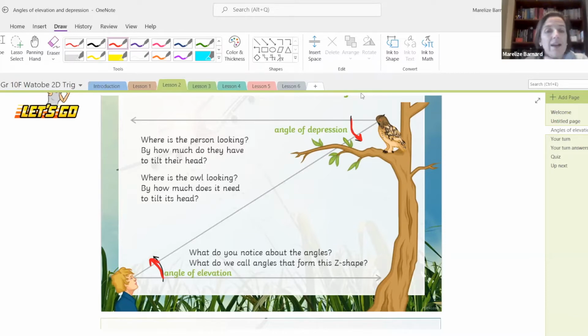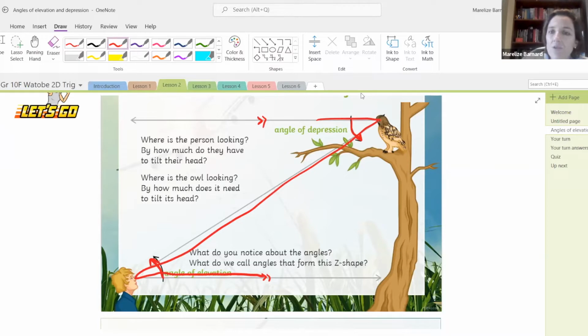Now, the important fact is that this line and this line are actually parallel. And do you notice that this Z shape is forming? Which means that those two angles, the angle of elevation and the angle of depression, are actually alternate angles. So they are actually going to be the same size. Okay, so that's the first thing we need to know about angles of elevation and angles of depression, that those two angles are actually equal.